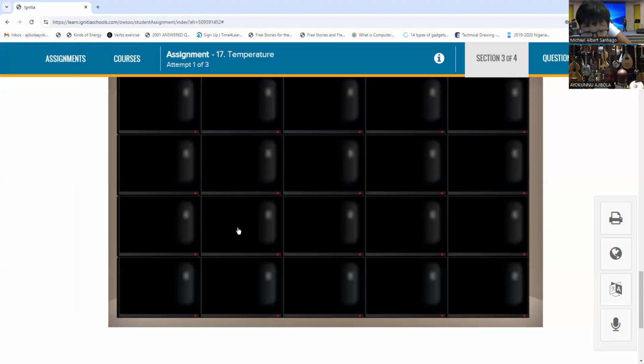So 212 Fahrenheit is 100 degrees Celsius, right? So how do we even know 212 Fahrenheit in degrees Celsius? We say 212 minus 32, okay? Then times 0.5556.